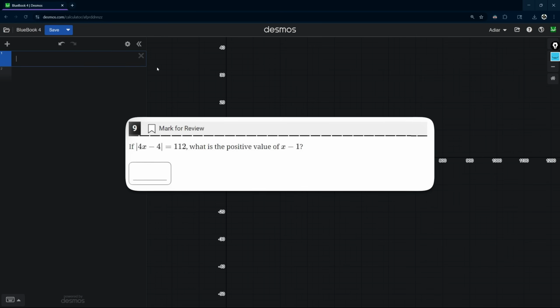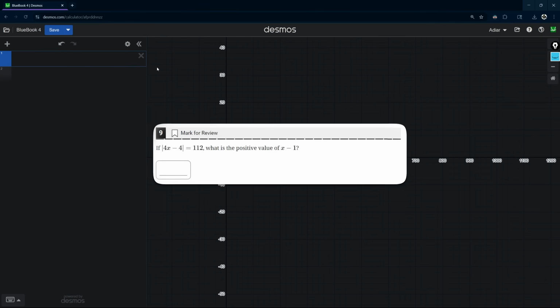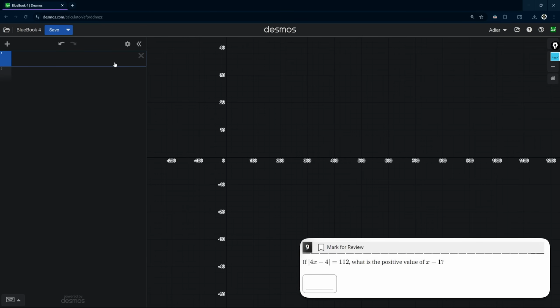Question 9 says, if the absolute value of 4x minus 4 equals 112, what is the positive value of x minus 1? So this one can be a graphing question. And I would caution you from actually using regression right here because we know that absolute value questions usually have two solutions if they have a solution. And because of that, we're not quite sure which one they're asking us about. So if we know that there's going to be more than one solution, sometimes it's actually better to graph it.